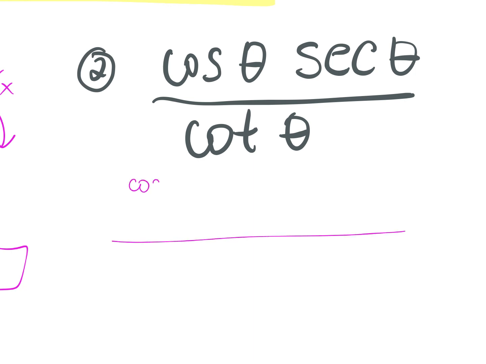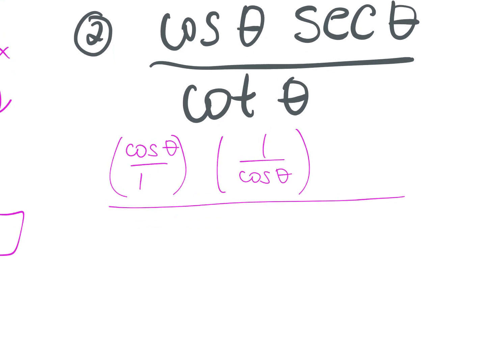So cosine, I'm going to rewrite as a fraction, cosine over 1. What am I going to change secant to? 1 over cosine. And then on the bottom, what's cotangent? Cosine over sine.